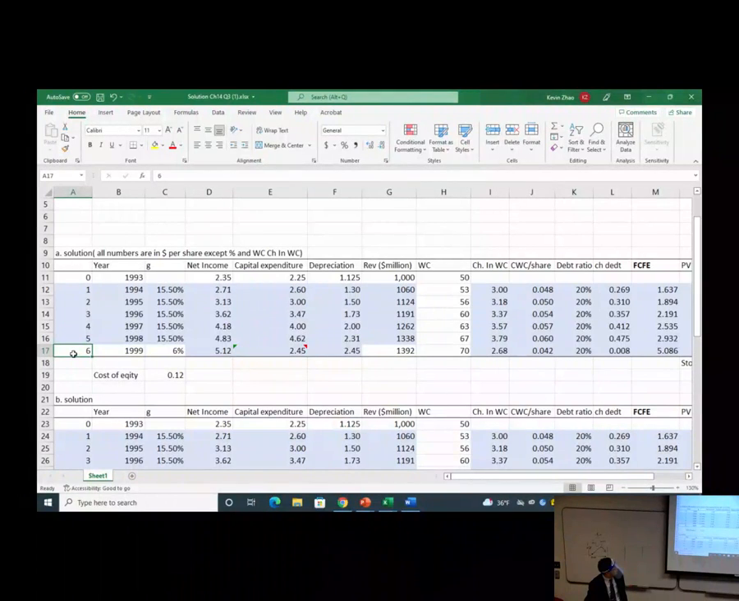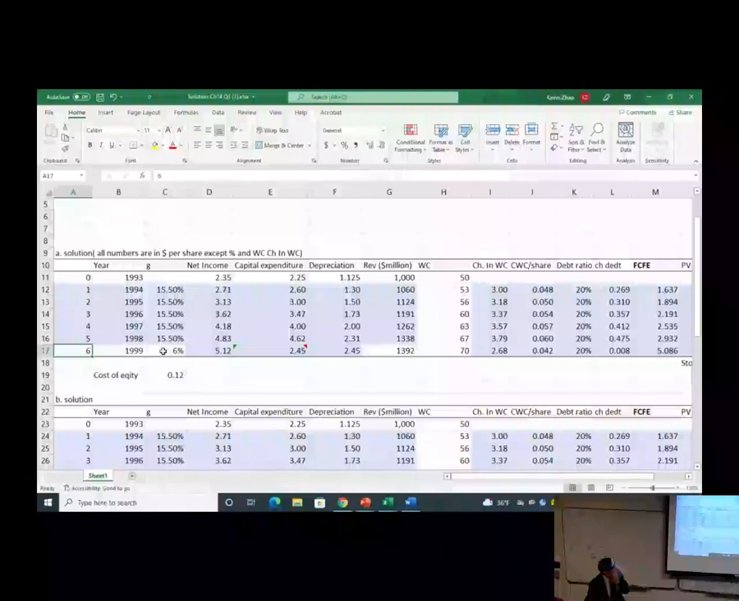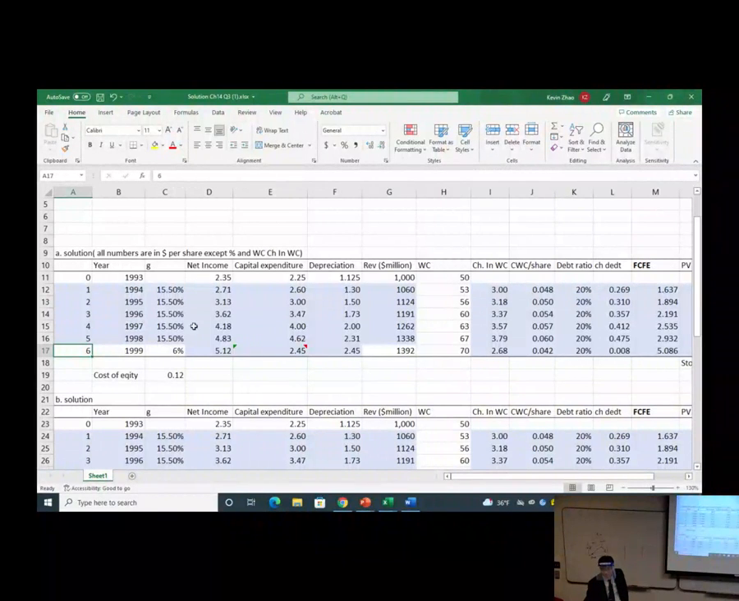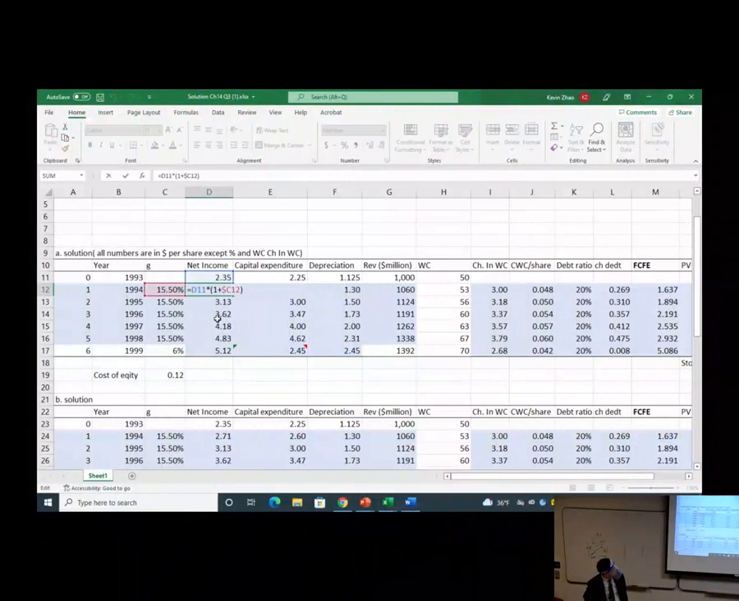Right, so here is year, and then you add a column. That is the growth rates. And here the starting point is the net income on a per share basis. So this is the year 0 net income, and then you work on this cell, which is 2.35 times 1 plus this G. All right. Once you have this, you can copy this all the way down to here.